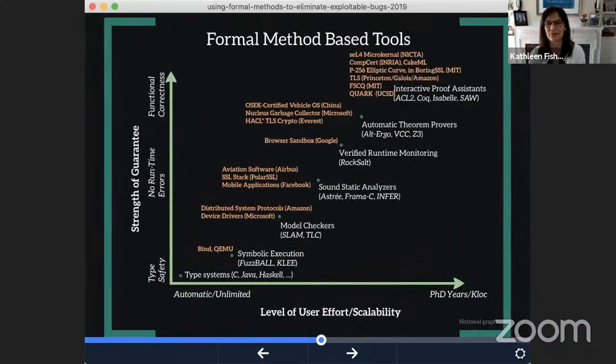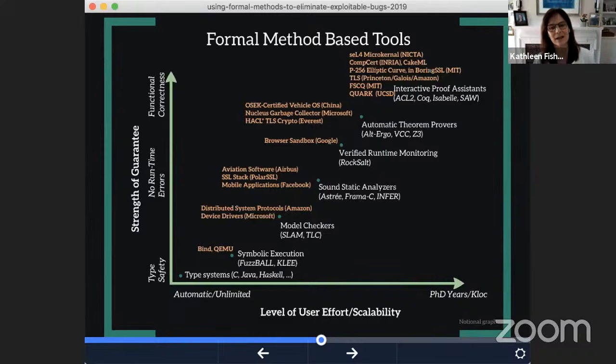There's a whole range of different formal methods-based tools. This notional graph illustrates the range of different kinds of tools I'm talking about. The horizontal axis represents the level of user effort and how scalable the system is. On the left-hand side, tools are fully automatic and can scale to basically as much software as we know how to write. An example at that part of the spectrum is type systems. Type systems are formal methods-based tools. They allow us to prove properties about our programs, and they can scale to as many lines of Haskell or Java as we care to write.